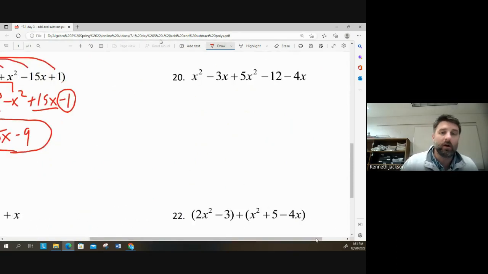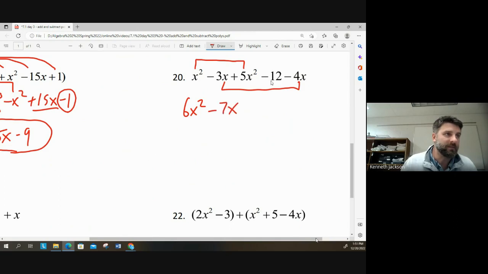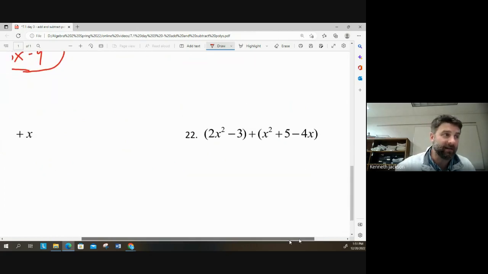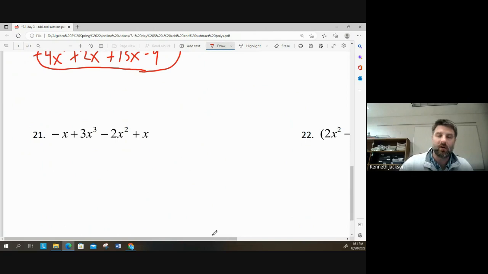On number 20, there are no parentheses. So I don't need to distribute. I just go through and combine like terms. x squared plus 5x squared, 6x squared. Minus 3, minus 4. Same sign, add and keep. And then this minus 12 gets tacked on the end. Combining like terms, adding and subtracting polynomials. That's what this section is called, adding and subtracting polynomials.